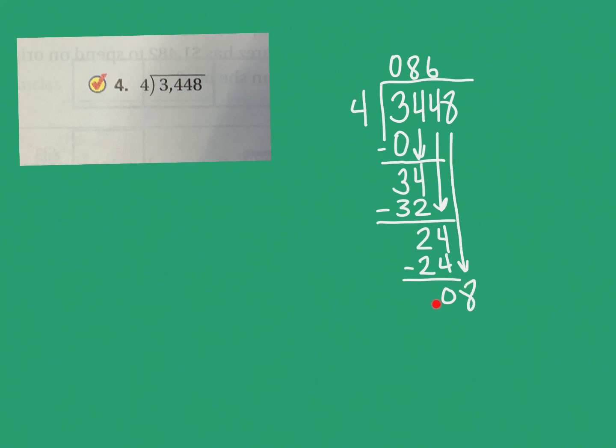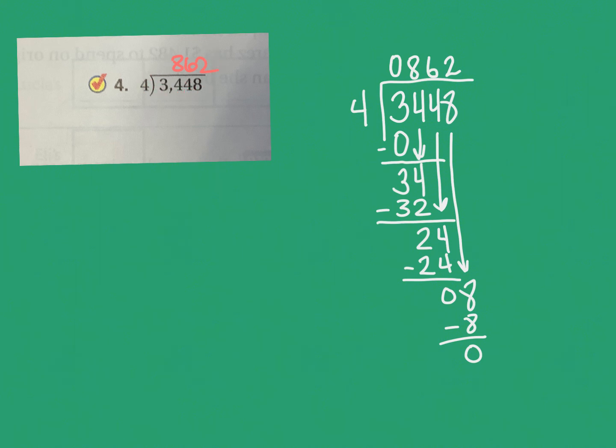4 times what number gives me 8? 4 times 2 gives me 8. We're in the ones place, so we can put it there. 8 minus 8 is 0. Ta-da! My answer says 0,862, but as you well know, now that we're finished doing the math, we can call it 862. I think you all are comfortable with that 0 dropping off there if it's not sandwiched in by another number. So 862 is the quotient, the answer to the division problem 3,448 divided by 4.